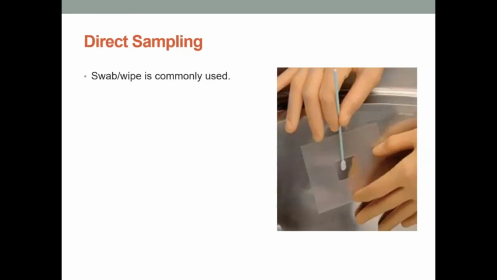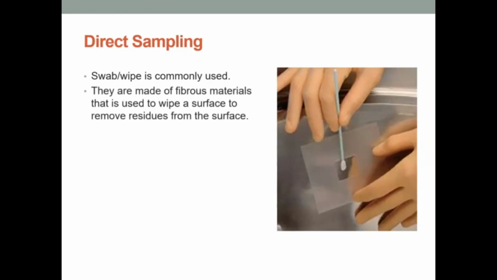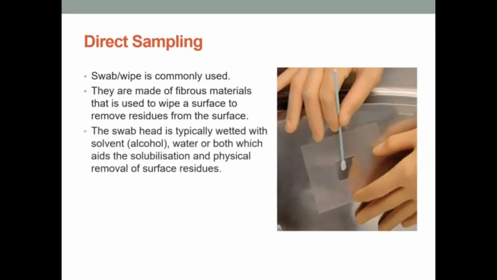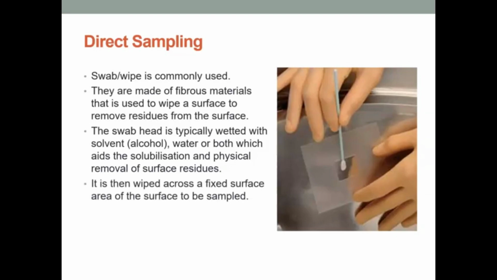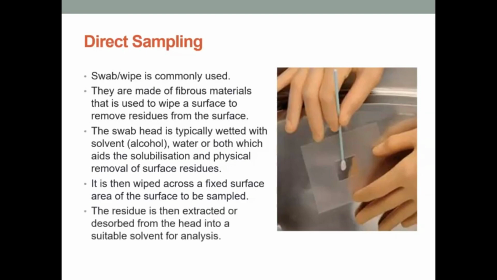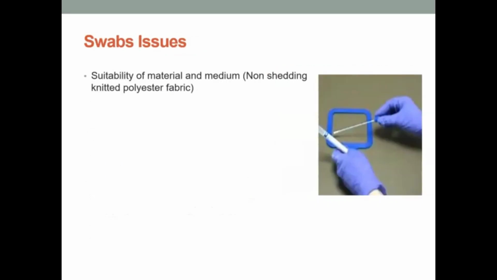Direct sampling. A swab or a wipe is commonly used. They are made of fibrous materials that are used to wipe a surface to remove residues. The swab head is typically wetted with solvent or alcohol, water, or both, which aids the solubilization and the physical removal of surface residues. It is then wiped across the fixed surface area to be sampled. You might use a template like this, or you might have some other means of identifying what size of surface area you will be sampling. The residue is then extracted or desorbed from the head into a suitable solvent for analysis.